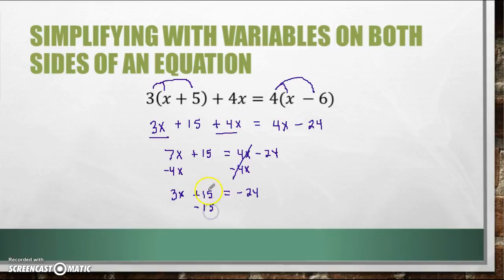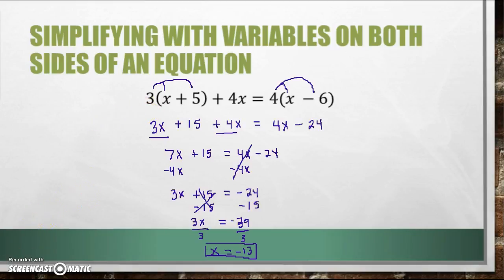Subtract 15, because it's the opposite of adding 15, so I subtract to cancel it off. And we're left with a 3x, because these two cancel off, equaling a negative 24 minus 15. That's the same as negative 24 plus a negative 15, so negative 39. Last step, 3 times something equals negative 39. I'm going to divide by 3 on each side to get x equals a negative 13 for my answer.